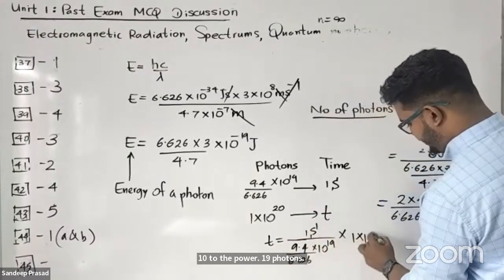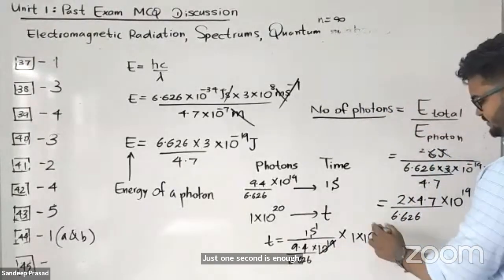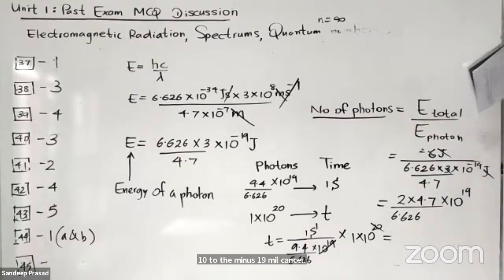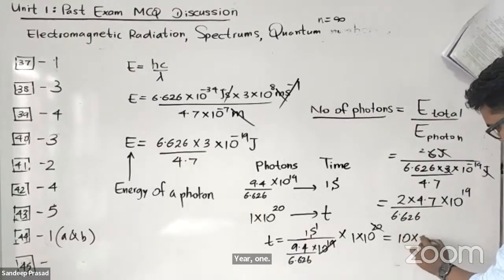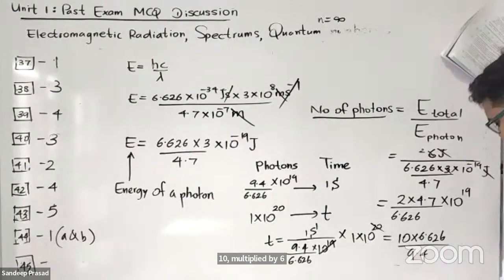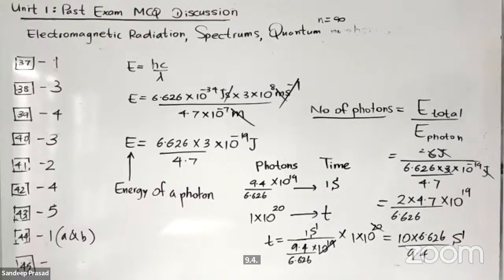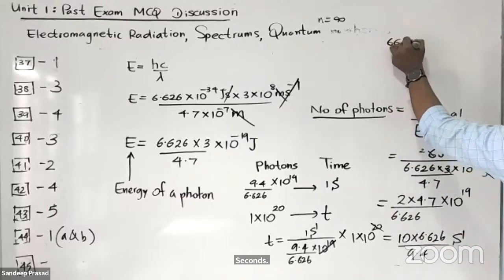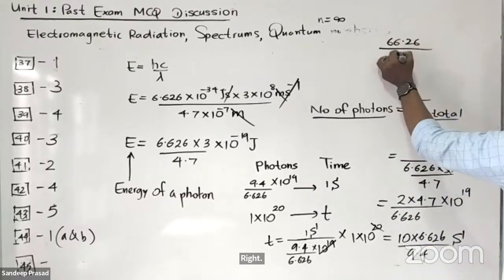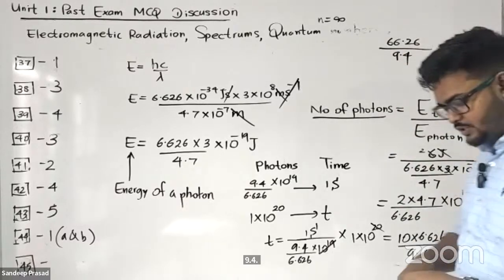Then for 1 into 10 to the power 20, how much time? 10 to the power minus 19 will cancel off. Here 1. Then we have 10 multiplied by 6.626 divided by 9.4 seconds, right? 66.26 divided by 9.4. What is the answer? Let me use logarithms.